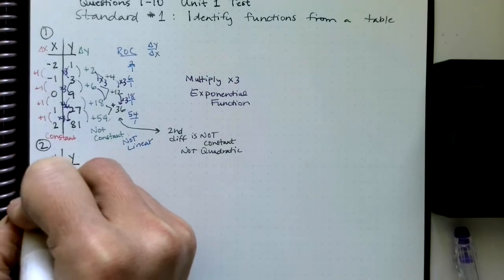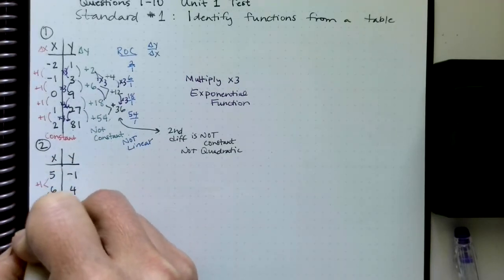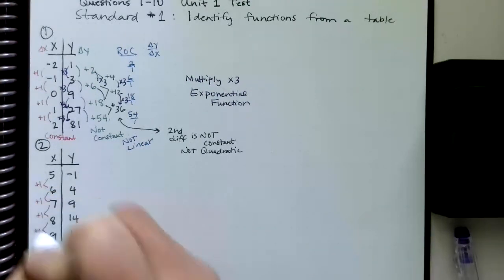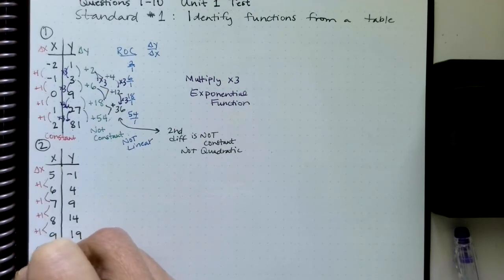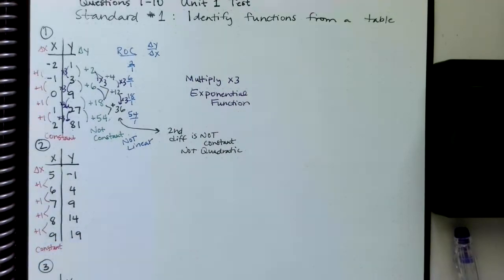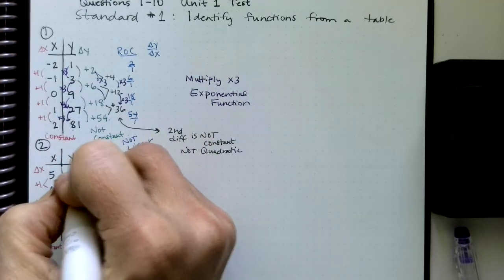I'm going to start like I did on the example before and look at 5 plus 1 is 6, 6 plus 1 is 7, 7 plus 1 is 8, 8 plus 1 is 9. So my change in X is constant. I'm just going to put a note there so we can remember that. Now I'm going to look at my change in Y.